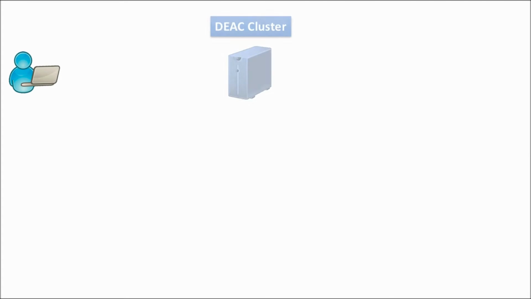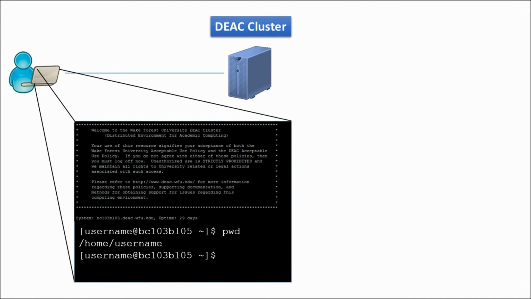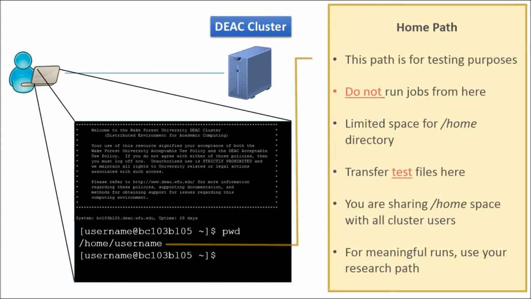When a user connects to the cluster through terminals such as PuTTY or a Linux terminal command line, you will have a screen that looks like the one in the animation. By using the command pwd, which displays your current working directory, it should show you your home directory in the DEAC cluster. The main message about using your home directory is that the directory is there for testing purposes only. Put the files there that you want to test and have short runs before you submit your jobs to the cluster. Don't run jobs that read and write to and from your home directory.